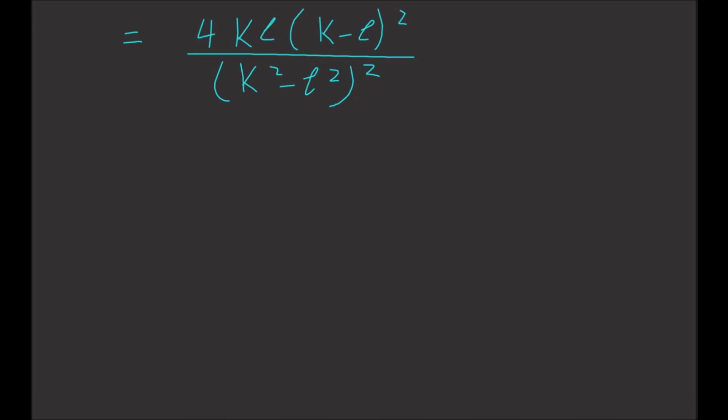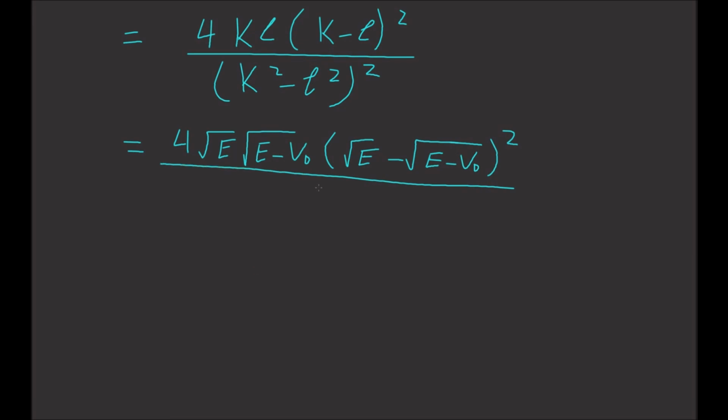Putting back the values for K and L, we get 4 times the square root of E times the square root of E minus V naught times the square root of E minus the square root of E minus V naught, squared, divided by V naught squared. There you have it. This is the transmission coefficient T.